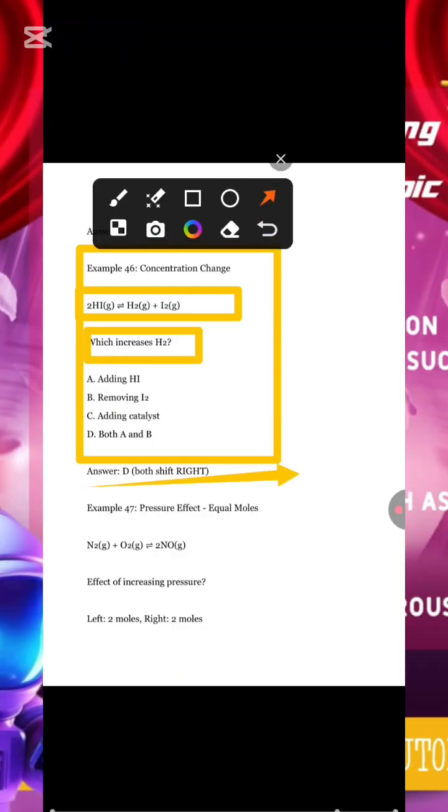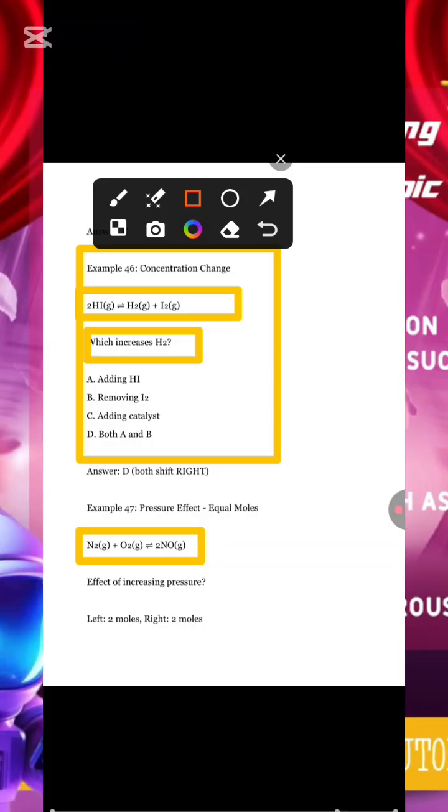Now observe example 47. Look at this reaction here. Now the question is, what will be the effect of pressure on this particular reaction? You can see right here. What will be the effect of pressure?